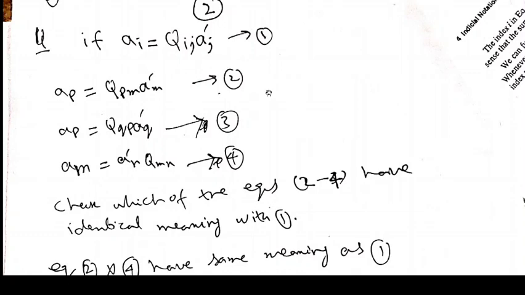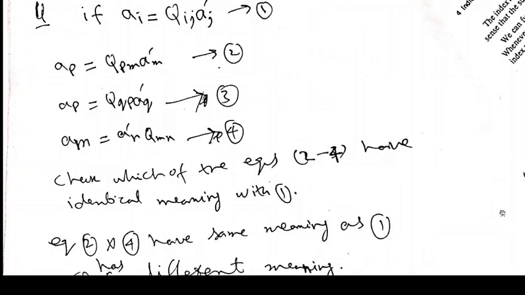Now we have 3 more equations, equation 2, 3 and 4. Now what we have to do is tell which equations from 2, 3 and 4 have identical meaning as 1, that is, which of those equations we can also write instead of 1.